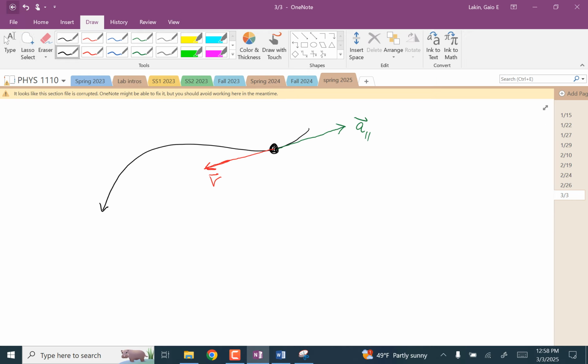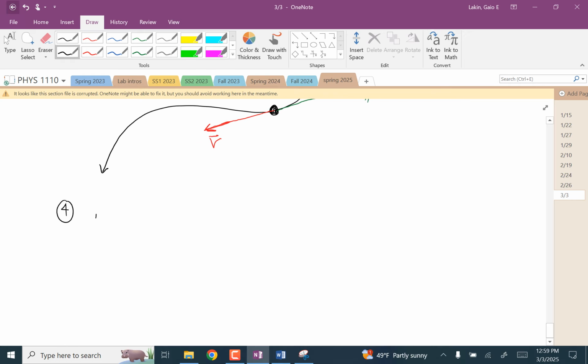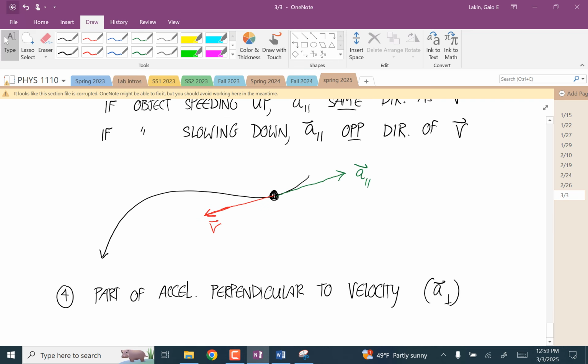And now step 4, now we're going to draw the part of the acceleration that's perpendicular to the velocity. So this is going to be our A perpendicular. Explain it.